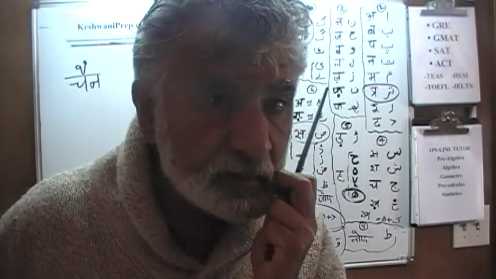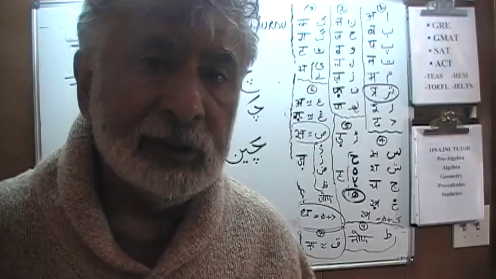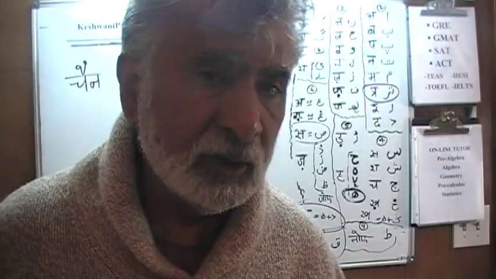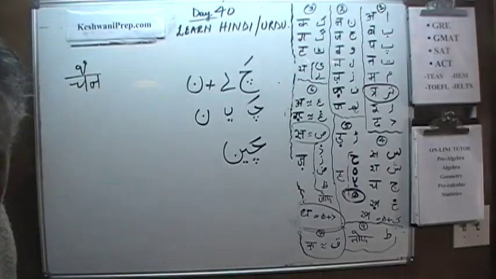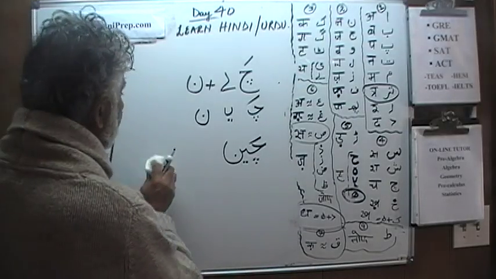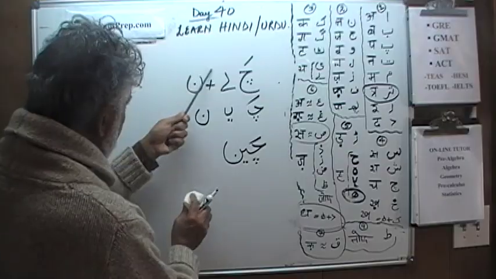Do you know what chain means? Chain means calmness, tranquility, sukoon. That's another word we learned, sukoon. A synonym of chain is sukoon. Let's learn this word since I brought it up. Let me put the chain on the top.